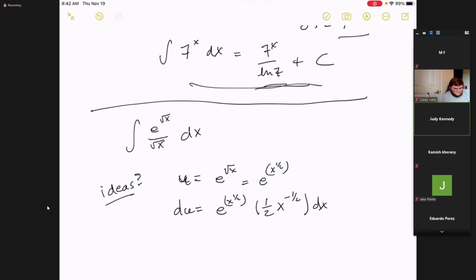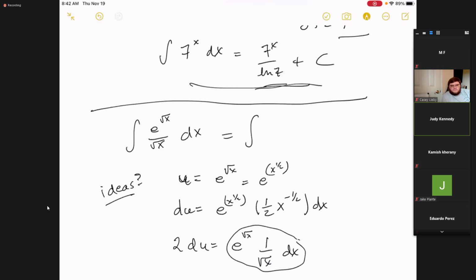All right, so that says that 2 du, and I'll put it back in the other form, is e to the square root of x times, well, x to the minus 1/2 is 1 over the square root of x, dx. That's what's in your integral. So that's equal to 2 du. And so your antiderivative is u, and then you plug back in for u. Yeah, that's correct. Good.